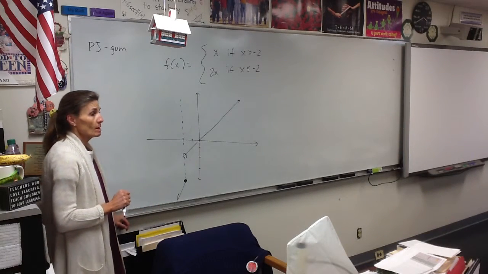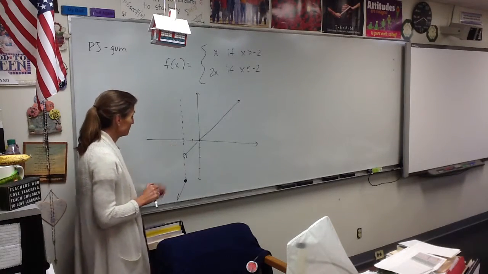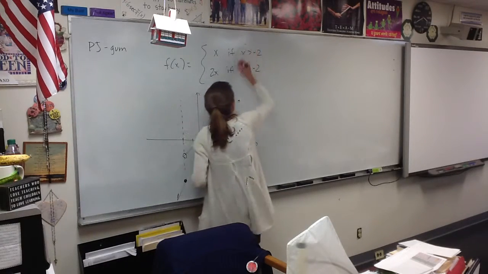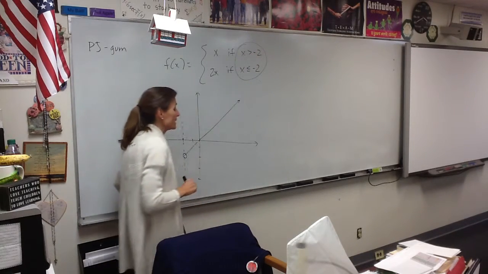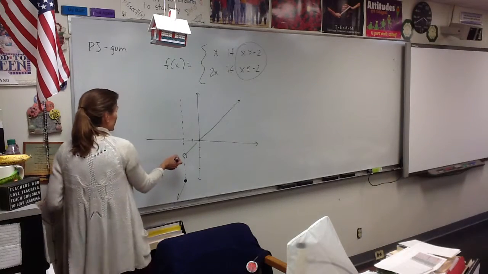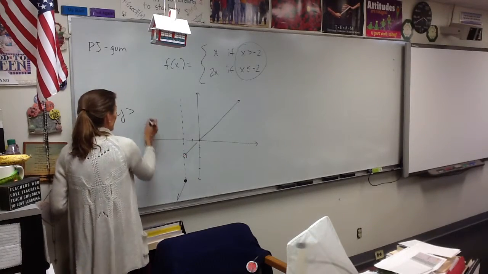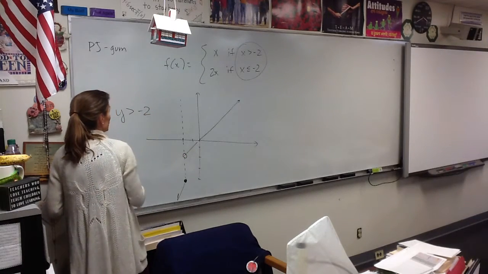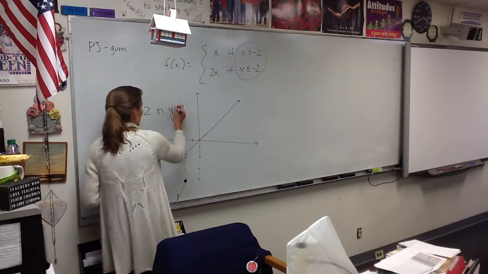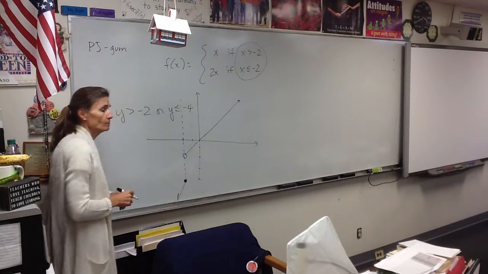Yeah. So let's talk about domain and range again. What's your domain? All real numbers right here. It tells you that's your domain. That's everything. What about your range? Y is greater than -2, or y is less than or equal to -4. There you go.